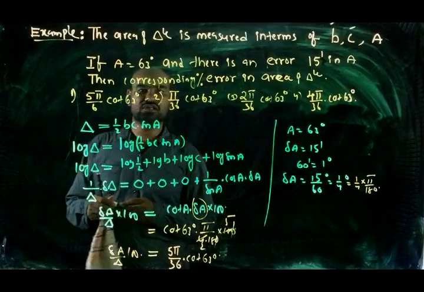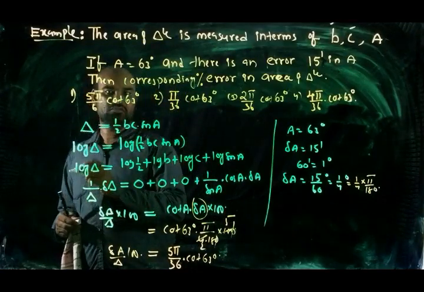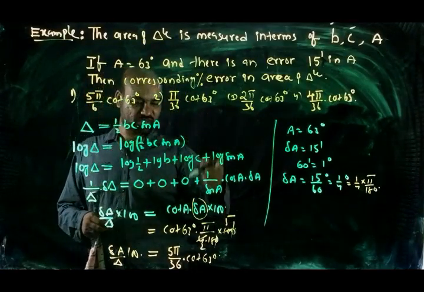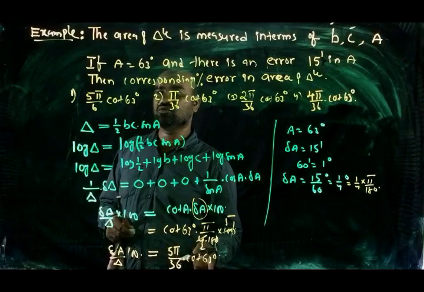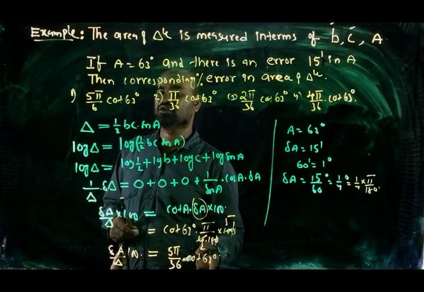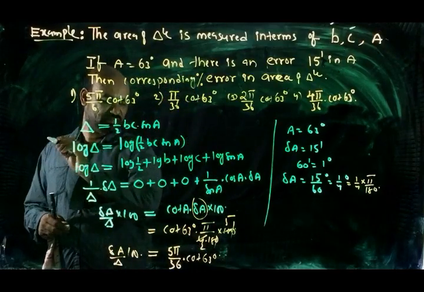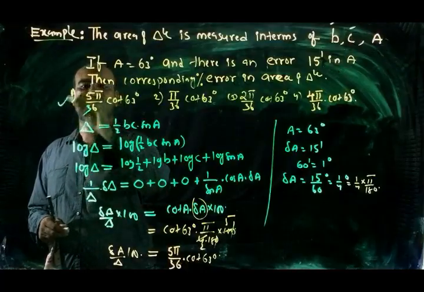So the correct option is 5 pi by 36 into cot 63. I think here it should be cot 63, then only this is correct.